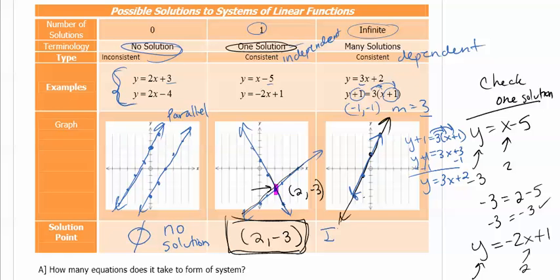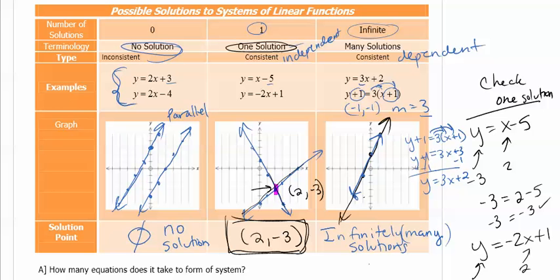Okay, so the way we say that is infinitely many solutions. Some people just abbreviate with many solutions, but it's infinitely many solutions.